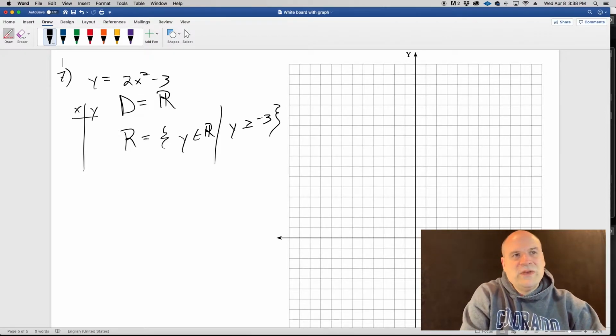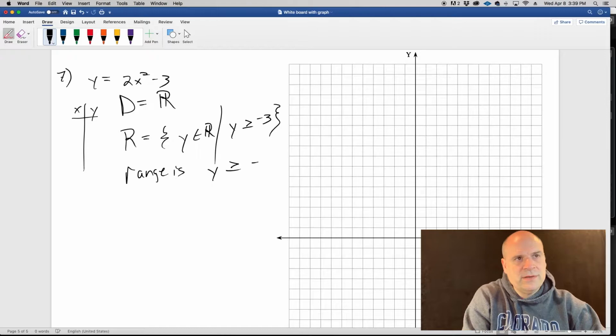I mean, this is just a fancy way to do it. You could just say range is y is greater than or equal to -3. Okay, that's fine. All right, well, let's look at the inverse.